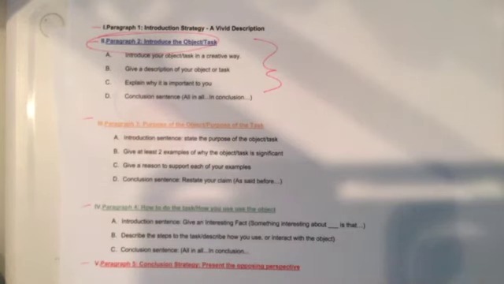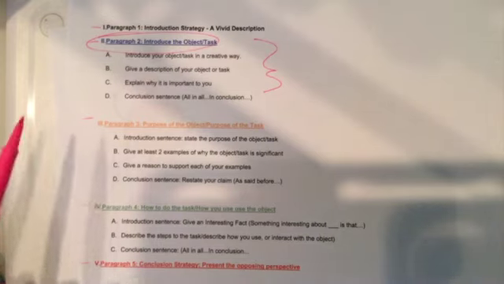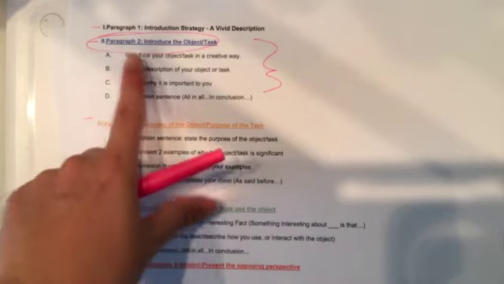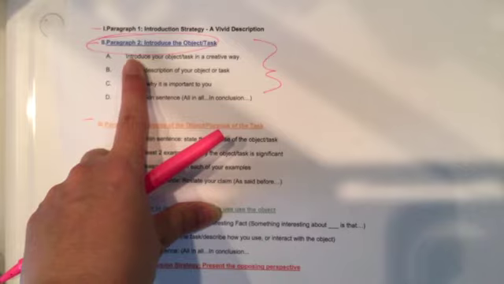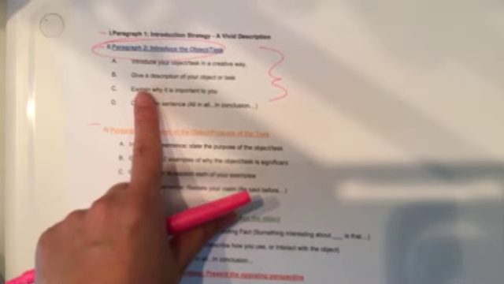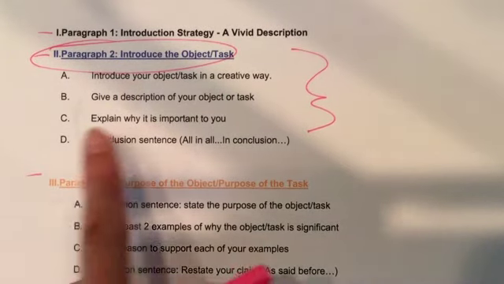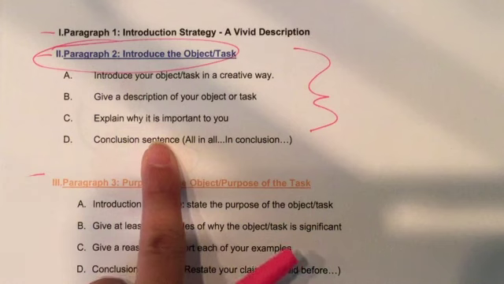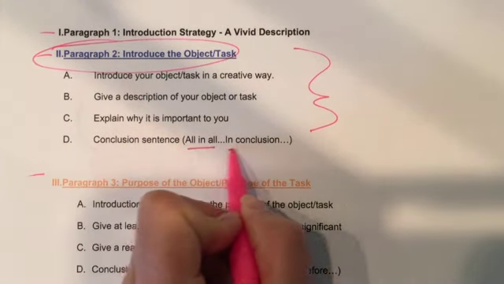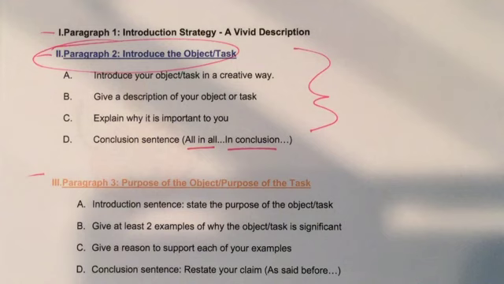I'm working on an object. It might be easier for you to just pick an object to work with. And so I have A, B, C, and D. These are the parts of the paragraph. So I'm trying to give you fewer sentence starters, and I want you to generate your own ideas. So the first thing you're going to do is introduce your object or task in a creative way. You're going to give a description of your object or task. You're going to explain why it is important to you, and then you're going to give a conclusion sentence. You can use "all in all" or "in conclusion." So these are the 4 parts of this paragraph that you're going to brainstorm or organize and write about.